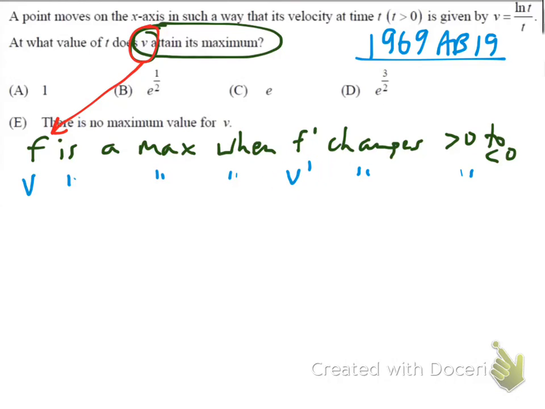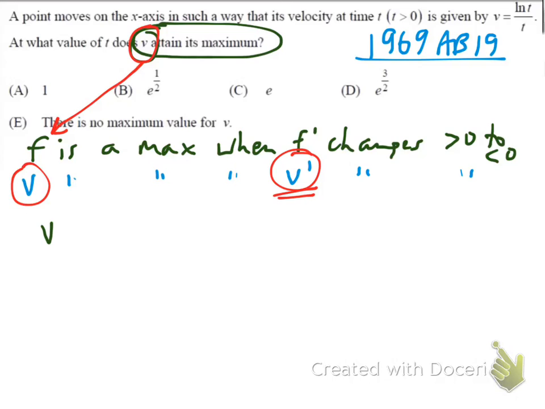That's our key. Most of the students who get this wrong just take v because it's the derivative, and they get messed up because they don't go back to the basics. Again, any function has a max when its derivative changes from positive to negative, and it's defined there, obviously. Here we want to find where v has a maximum, and so we need to find v prime.